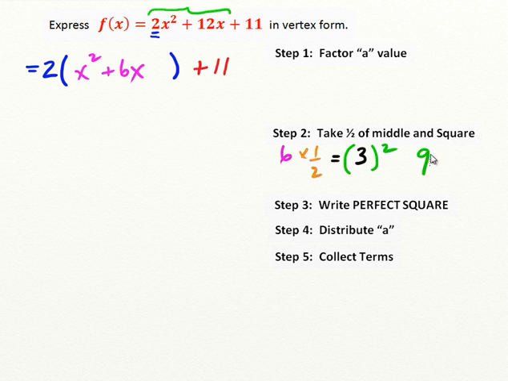This value of 9, so this little process of taking half of the middle coefficient and then squaring it, gives me a value that turns these two terms into a perfect square when I add it on the end. So if I rewrite this line one more time, and in this case, I include the start, which we had as x squared plus 6x. Then I'm going to add 9 and immediately subtract 9.